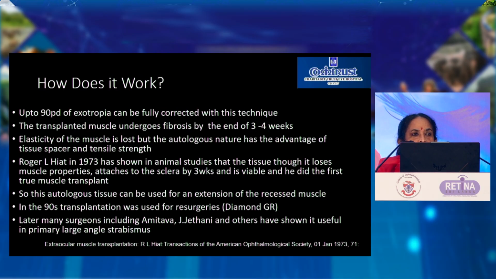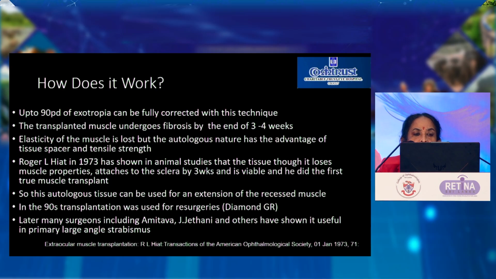So how does it work? Up to 90 prisms of exotropia can be fully corrected with this technique, and the transplanted muscle undergoes fibrosis by the end of 3 to 4 weeks. Elasticity of the muscle is lost, but the autologous nature has the advantage of a tissue spacer and maintains the tensile strength. Roger Hayat in 1973 showed in animal studies that the tissue, though it loses elasticity of the muscle, attaches to the sclera by about 3 weeks and is viable. And he did the first transplant in humans as well.